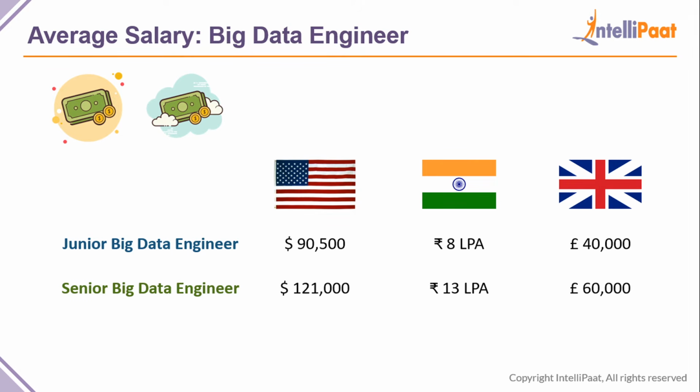A junior big data engineer in the United States gets about $90,000. In India, it's about 8 lakhs per annum, and in the United Kingdom, it's about 40,000 pounds, guys. And then a senior big data engineer who's experienced gets about $121,000 in the United States, 13 lakhs per annum in India, and 60,000 pounds in the United Kingdom, guys. Again, these are very important numbers. It is extremely easy to get here with the right certification, the right experience in hand, and good hands-on experience in projects and real-life scenarios, guys.